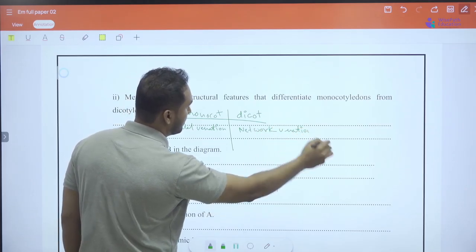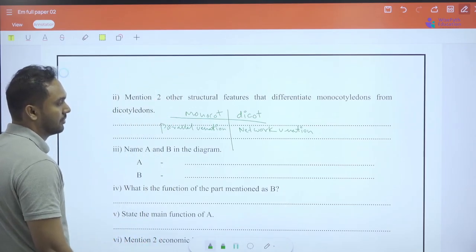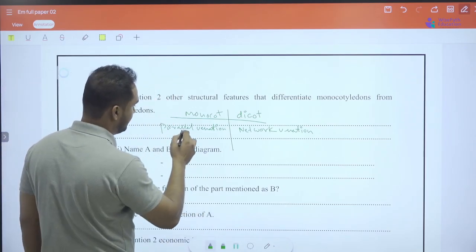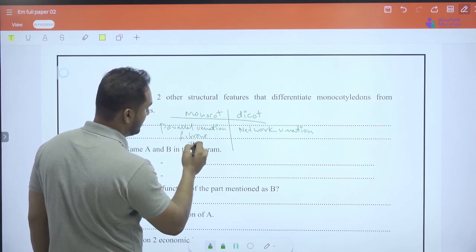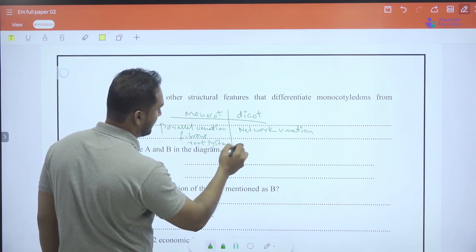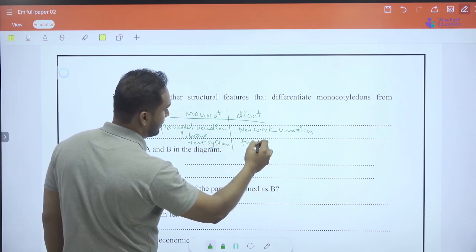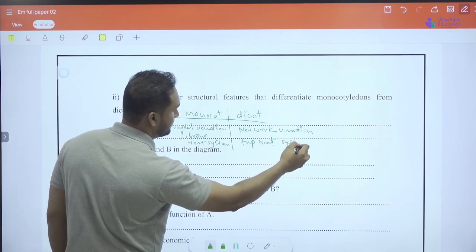What else? Yes. Fibrous root system. Taproot system.